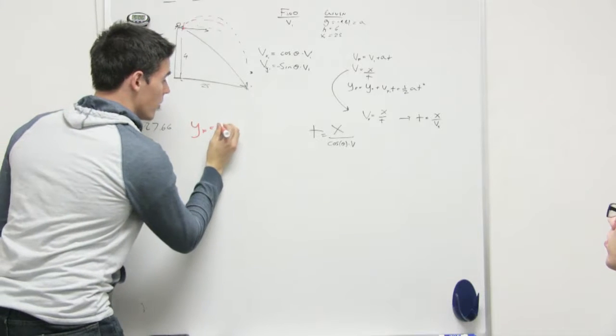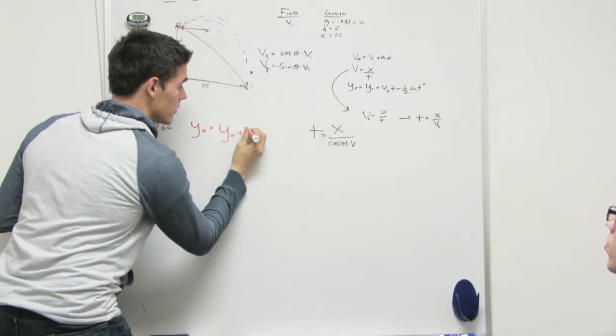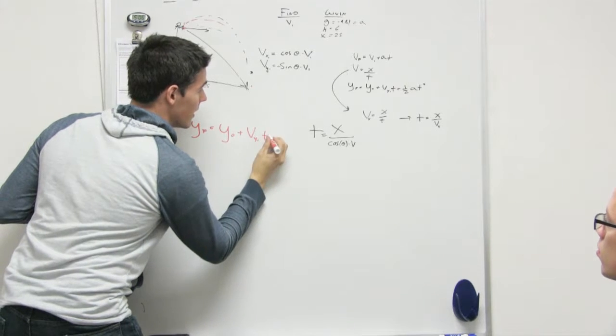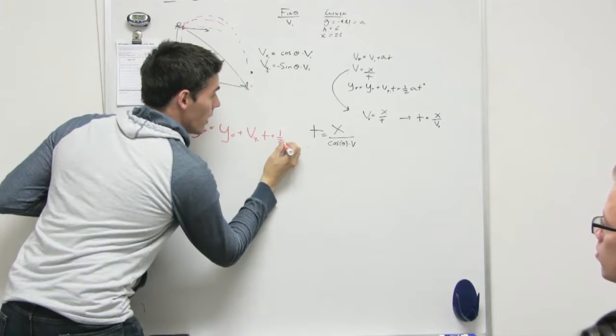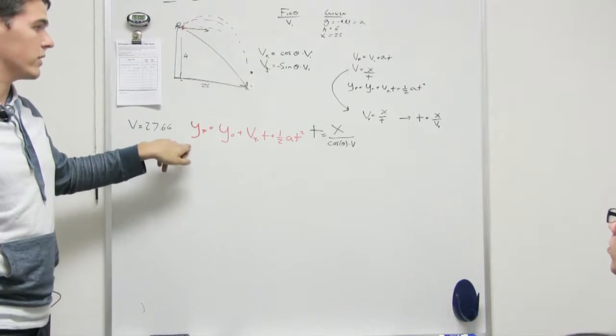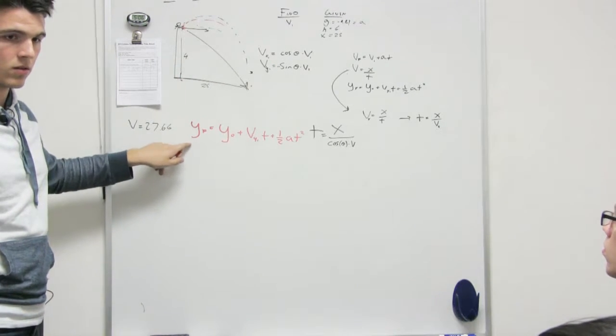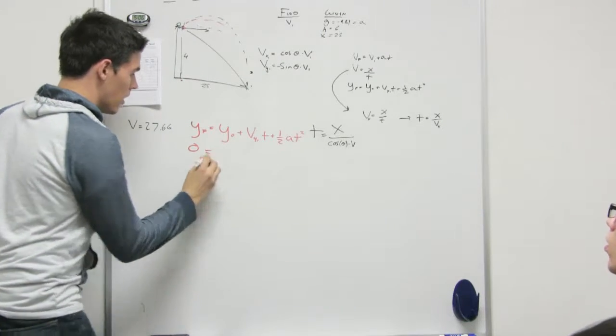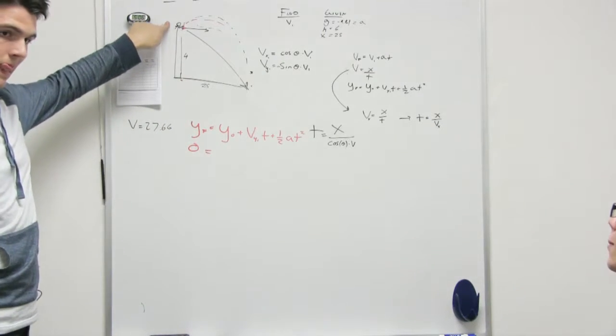Back to the problem. Y naught plus V y initial times time plus 1/2 AT squared. Do we have Y final? Yes. Do we have Y initial? Yes. Just 4.